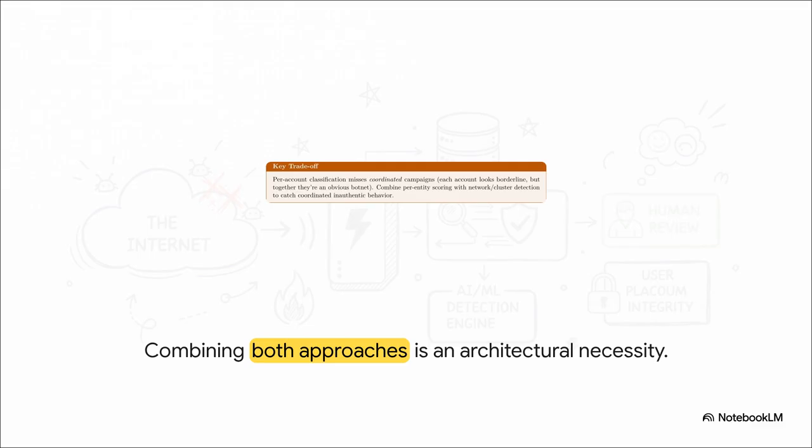To actually win this two-front war, combining both approaches is an absolute architectural necessity. Per-account classification just misses coordinated campaigns, so you absolutely must pair cheap, rapid inline action with heavy, periodic, network-level sweeps to make sure you're covering every single blind spot.